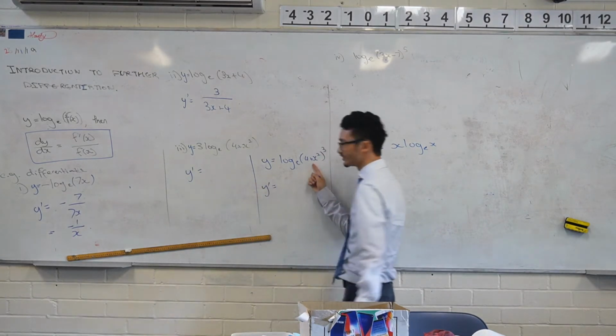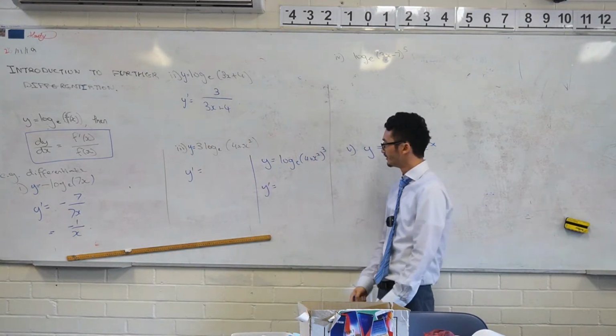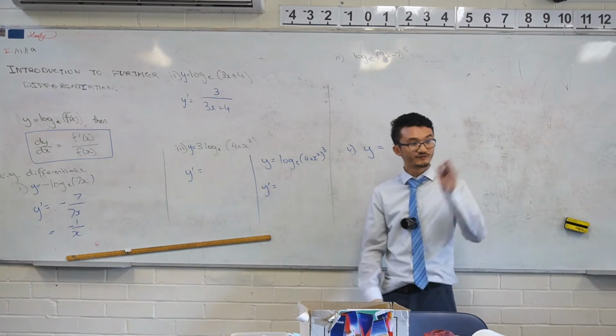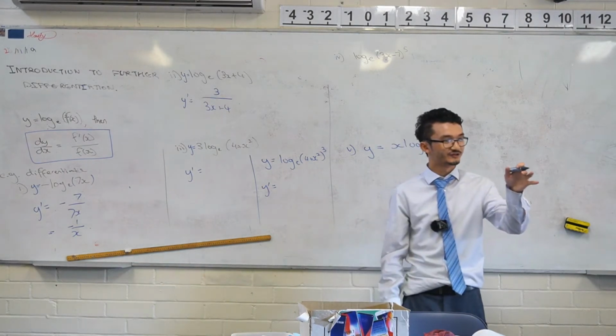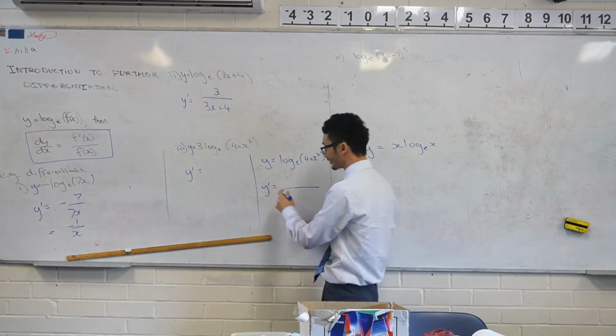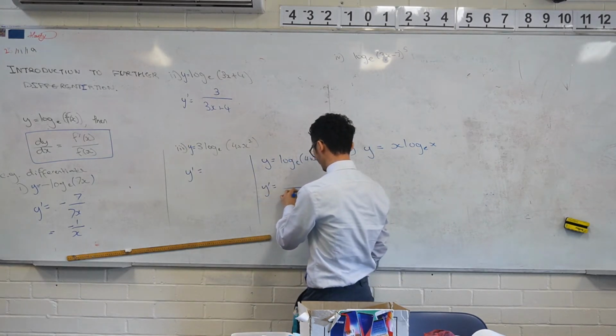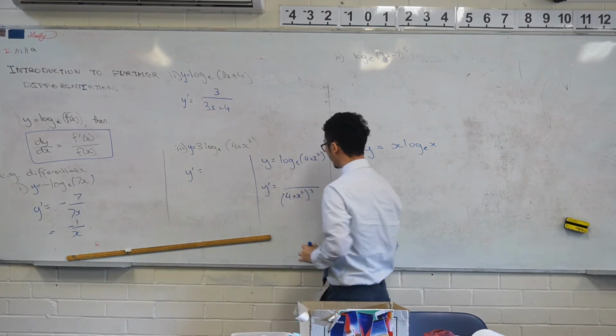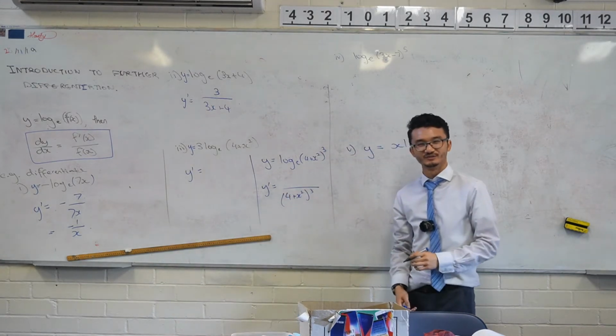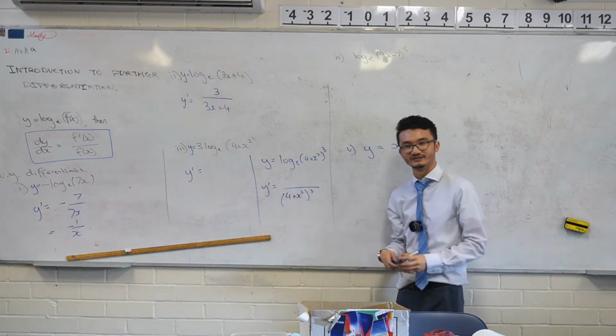What's our original function now? 4 plus x squared to the power of 3. Yeah, 4 plus x squared all to the power 3. Okay, so that goes on the denominator. That's our f of x. And what would go in the numerator? This is a bit trickier. How do you derive a function like this?